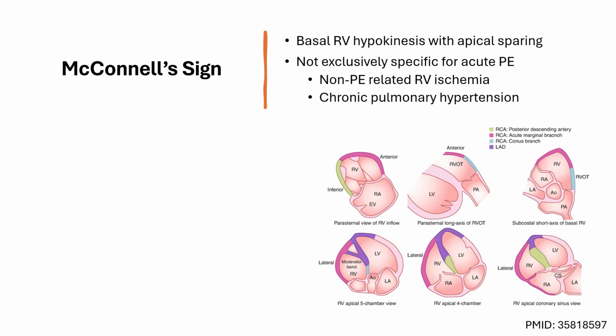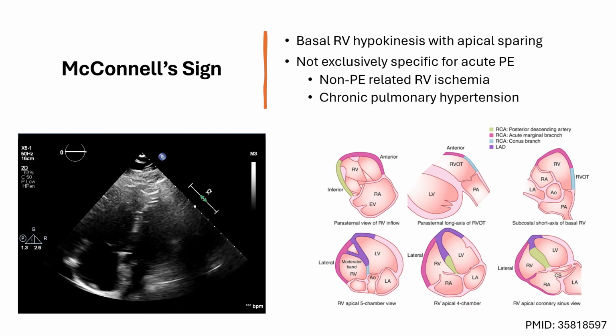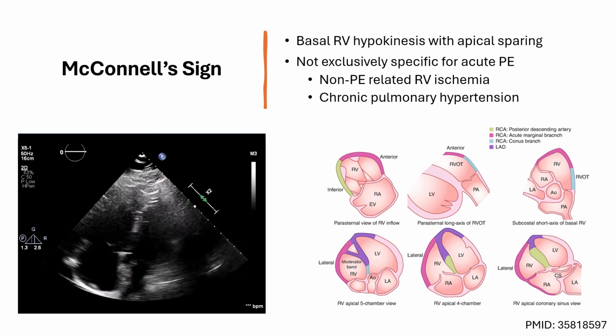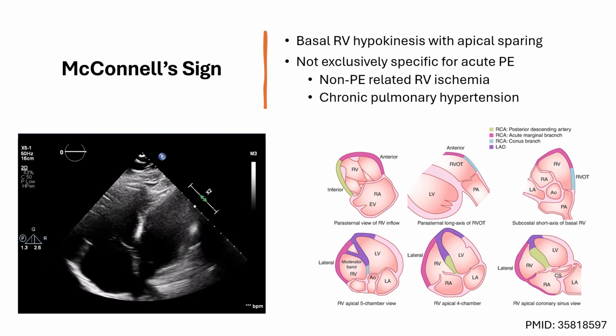Let's discuss McConnell sign, which is basal RV hyperkinesis with apical sparing. It used to be considered a very specific sign for pulmonary embolism, but now we know that non-PE causes can sometimes lead to McConnell sign. A video clip demonstrating McConnell sign is shown on this slide.